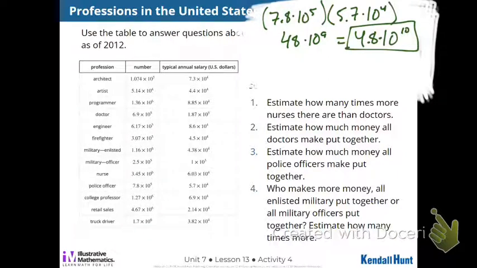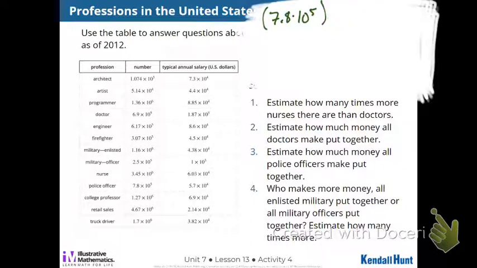All right. Last question is, who makes more money? All enlisted put together, or all officers put together? There are 2 ways to do this. I'm going to prove it with the numbers, and then I'm going to show you how I could prove it without the numbers. So all enlisted military together, there's 1.16 times 10 to the 6th enlisted.